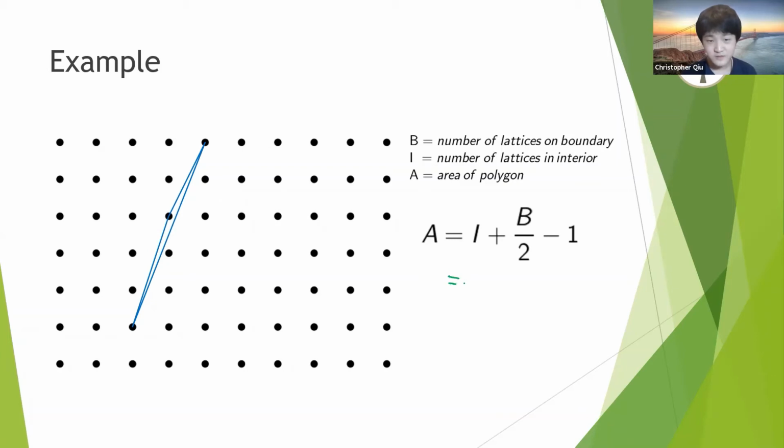So this is equal to 0 plus B, the number of boundary points on this triangle, over 2. And as you can see, there are only 3, which are the vertices of the triangle. And then minus 1. And once we calculate this, what we get is just 1/2. So 1/2 is the correct answer.